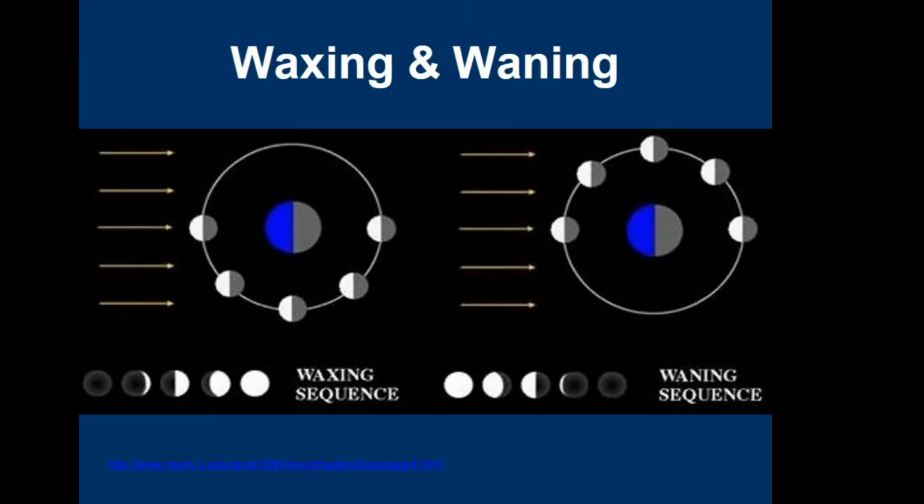Now, can you tell me what is the difference between waxing and waning? Waxing is a term given to the period of the moon before the moon becomes a full moon and after it is a new moon. On the other hand, waning is a term given to the period of the moon after it has become a full moon and before it becomes a new moon. Can you get it? That's waxing and waning.